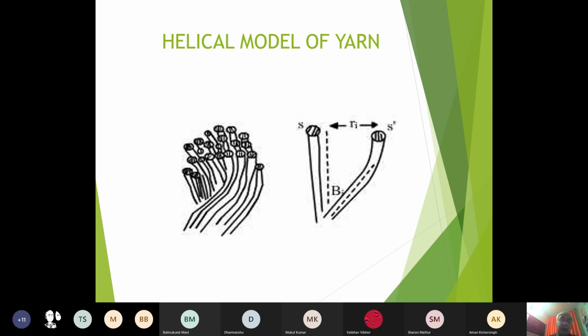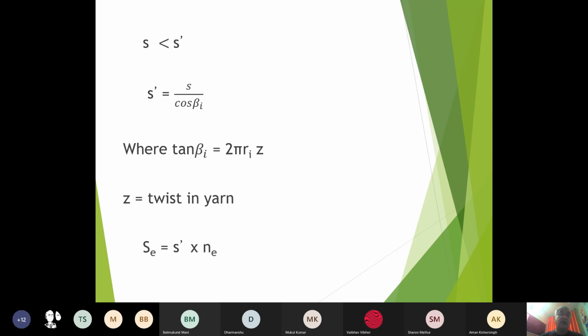Because this cross section will not be circular, it will be elliptical. And this is my circular. So the area of ellipse will always be more. So it means the fiber which I'm using in the yarn, if they are inclined due to this helical configuration, twisting and all, their area will change. Okay. So keeping that in mind, now we'll go further.